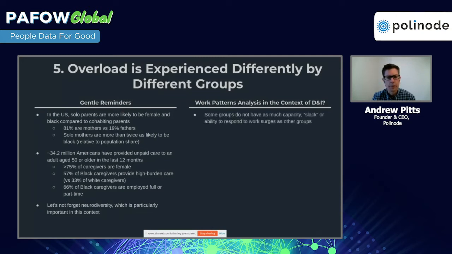So why am I talking about this? Why am I giving these examples? Just to say here that some groups do not have as much, call it what you want, capacity, slack, or ability to respond to work surges as other groups.